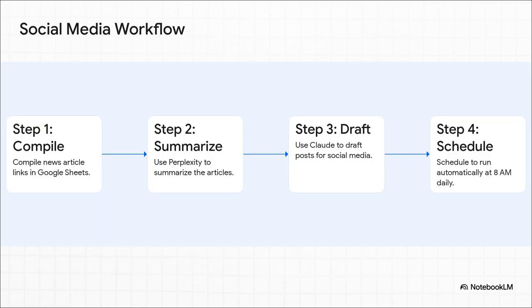Let's look at a real-world example, because this is where it gets cool. You can build a workflow that automatically creates social media posts. First, it pulls news links from a spreadsheet. Then, it uses one AI to summarize them, then another AI to draft the actual posts for LinkedIn and Instagram. And the best part? It's all scheduled to run by itself, every morning at 8 a.m.